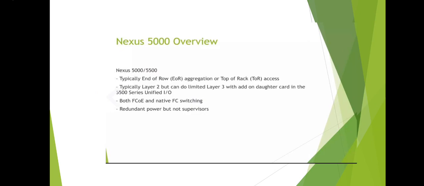About 5K, typically end of row aggregation. You can use 5K in the aggregation layer. Some data centers, like small organizations, can use 5K in core. Typically layer 2, but it can do limited layer 3 with an add-on daughter card. And of course, you will be adding cards to have more bandwidth utilization, to have more features. Of course, redundant power, but supervisors, no, we will not be getting supervisors.